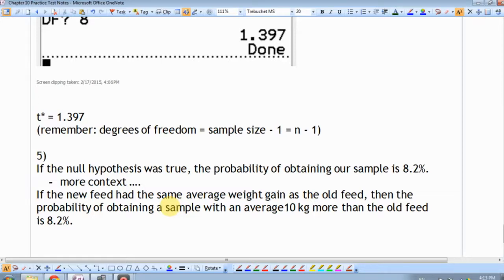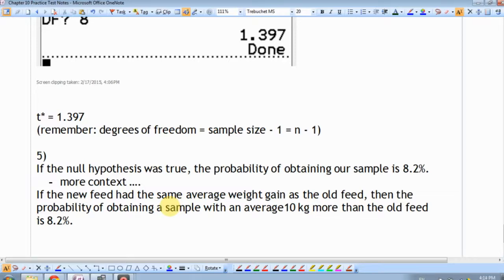Wait, are the new feed and the old feed part of the hypothesis name? Yeah, they're part of the hypothesis. Oh, that's correct. Is this kind of contradictory? Like, if the new feed had the same average weight gain as the old feed, and the probability of obtaining a new feed that gains 10 more. Oh, so you pretty much think you cannot contradict.